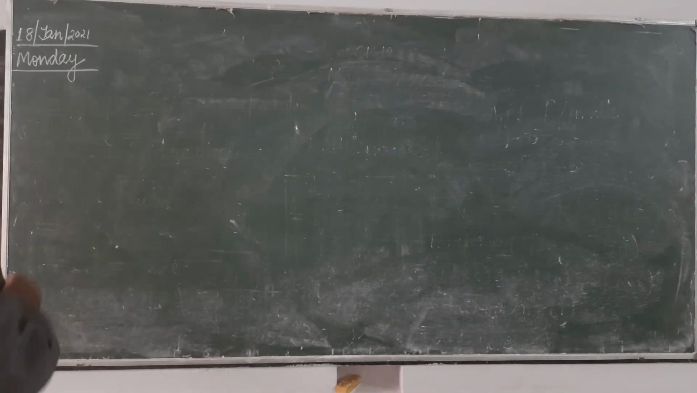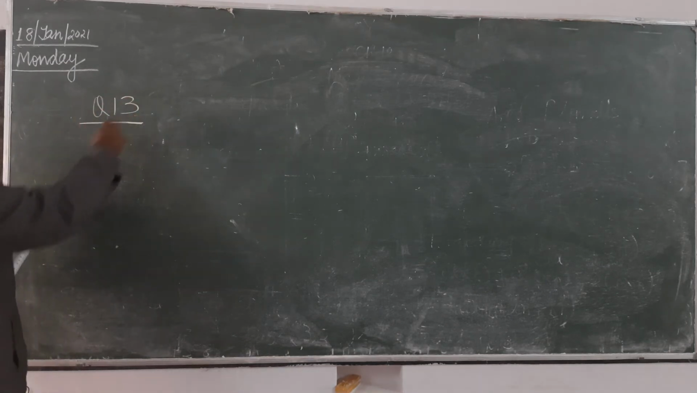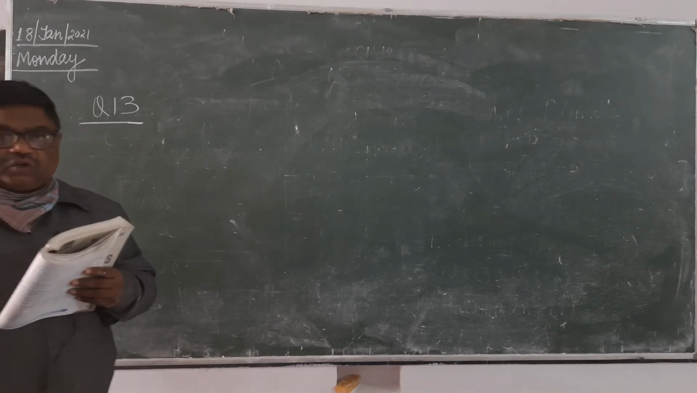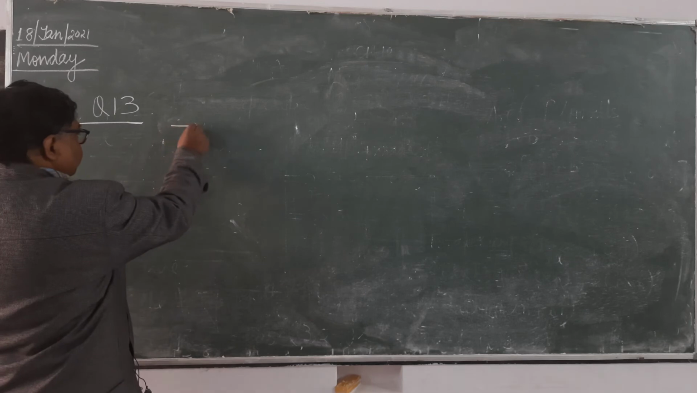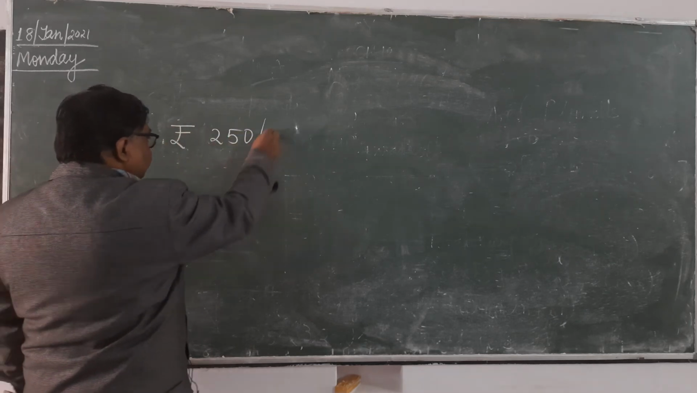Now all of you see question number 13. A certain quantity of wood costs rupees 250 per meter cube. Rupees 250 per meter cube.